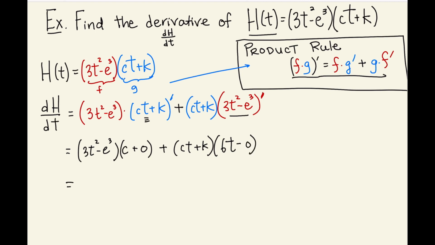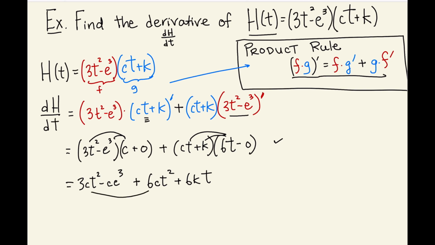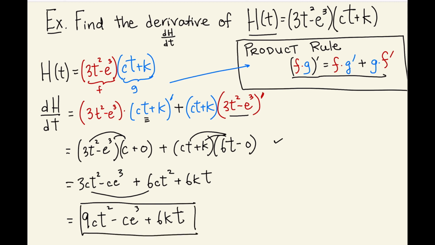I'm actually done taking the derivative at this point, but I'm just going to clean it up a little bit. So I have 3ct squared minus ce cubed plus 6ct squared plus 6kt, and I can actually combine these like terms, and I get 9ct squared minus ce cubed plus 6kt, and then that's my final derivative. So this is dh/dt.